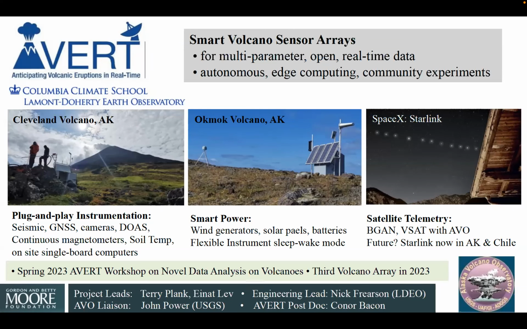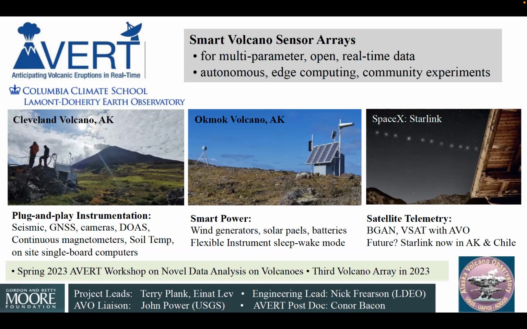I'm Terry Plank from the Lamont-Doherty Earth Observatory, and I'm talking to you about the project AVERT, Anticipating Volcanic Eruptions in Real Time. This is funded privately by the Moore Foundation, but it's designed to be a completely open project that is of benefit to the community, and we hope very much SZ4D.